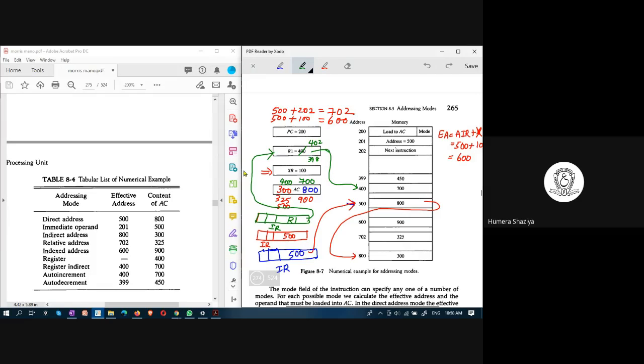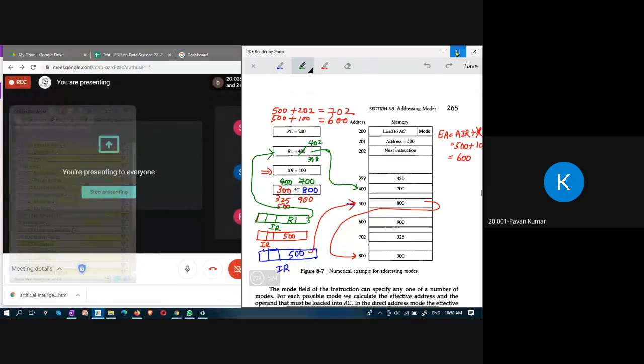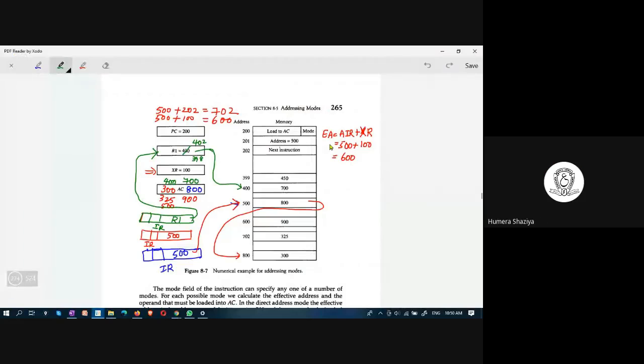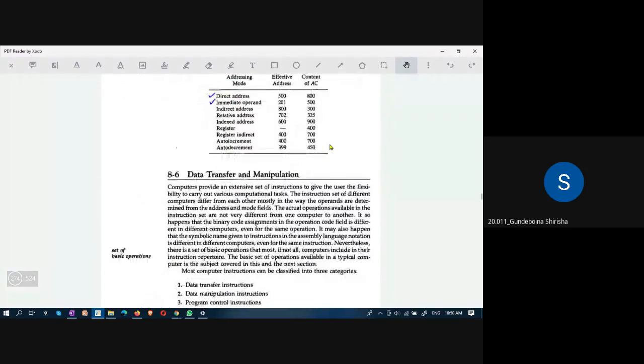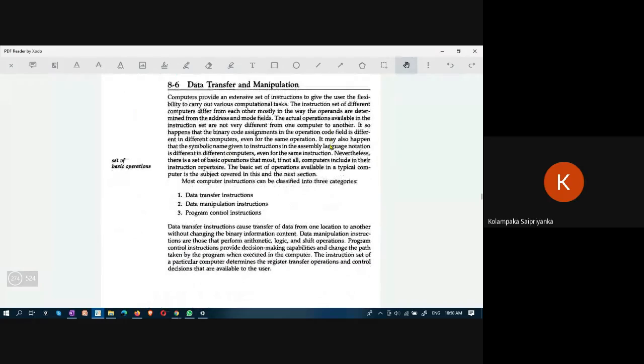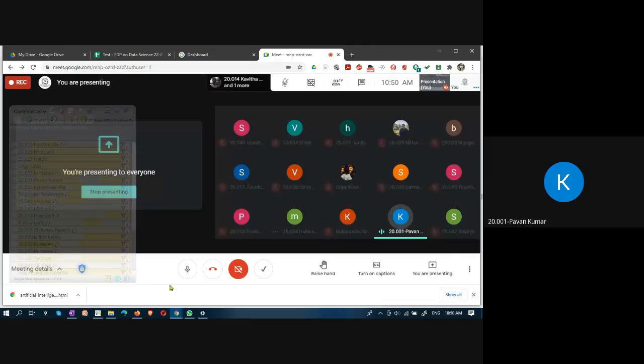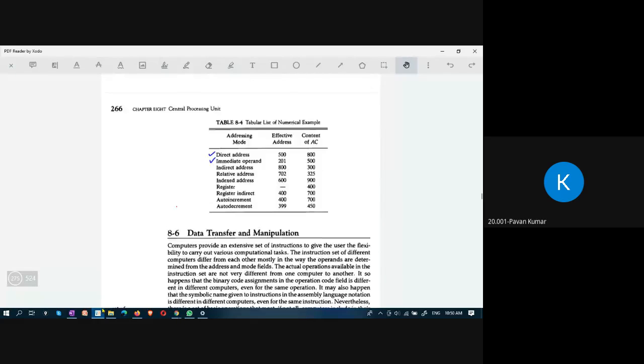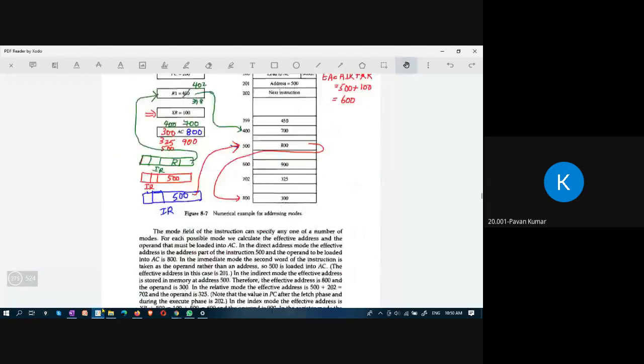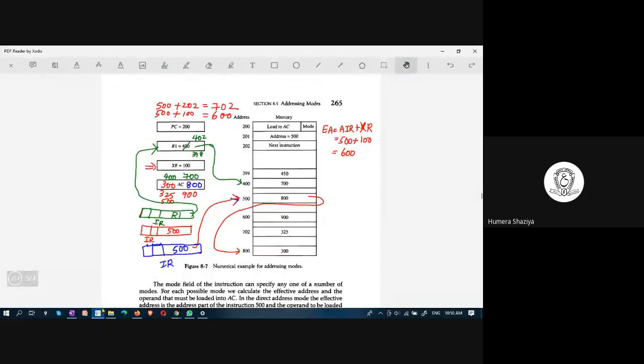Okay, students, do you understand this? Yes, ma'am. Are you sure this numerical example and addressing modes are clear? Yes, ma'am. Ma'am, can you explain once again about that auto increment or decrement? That 2 bytes difference is not getting clear, ma'am.